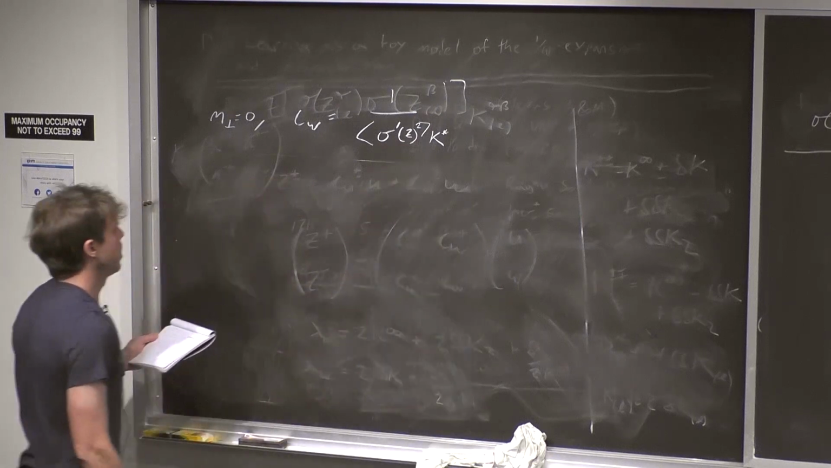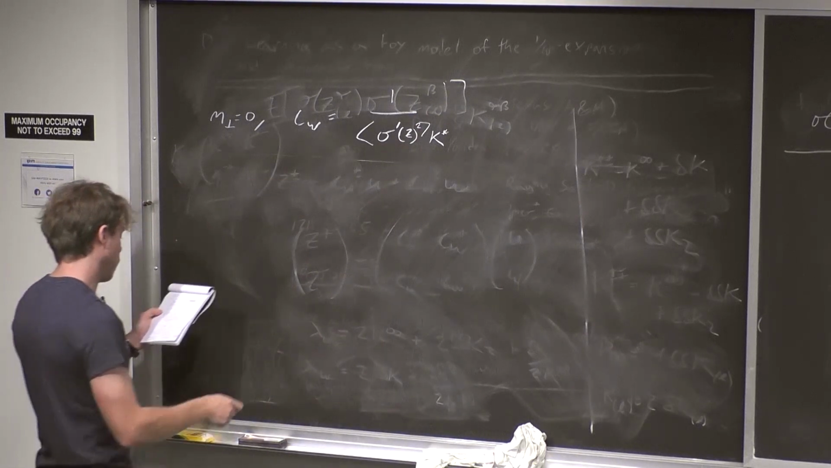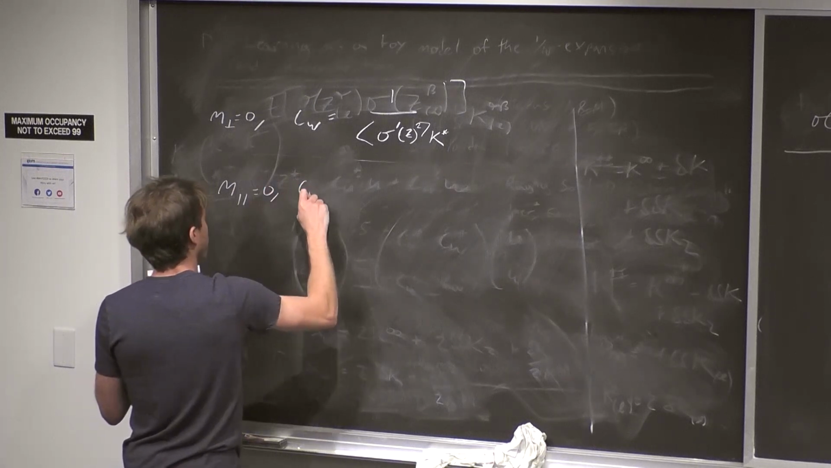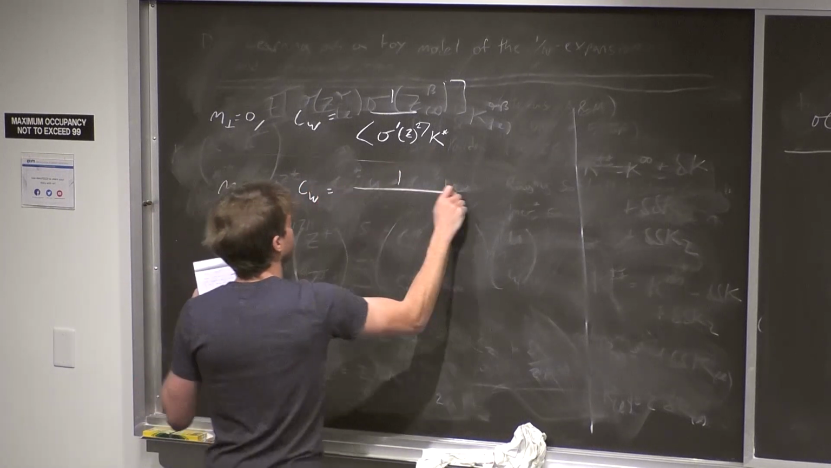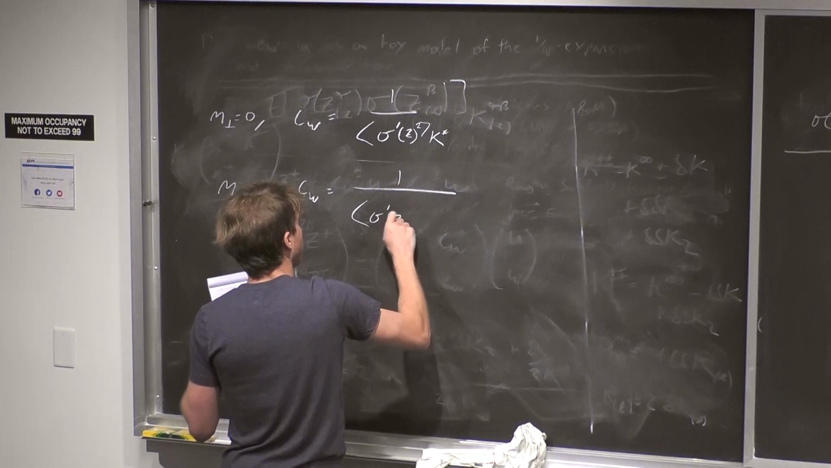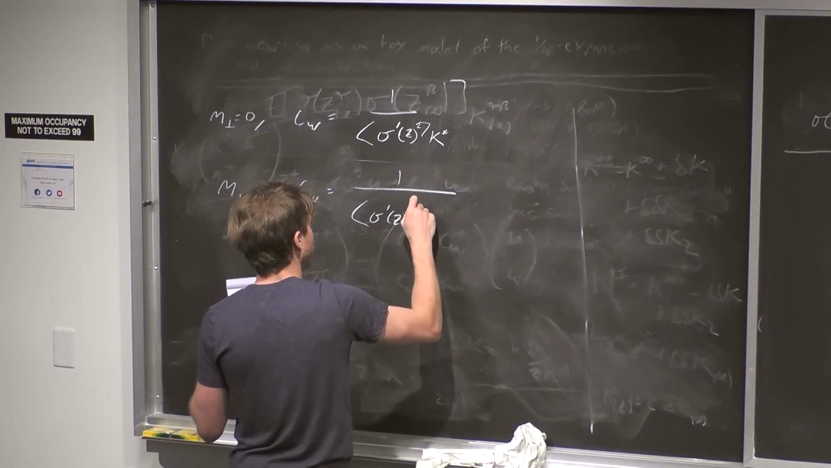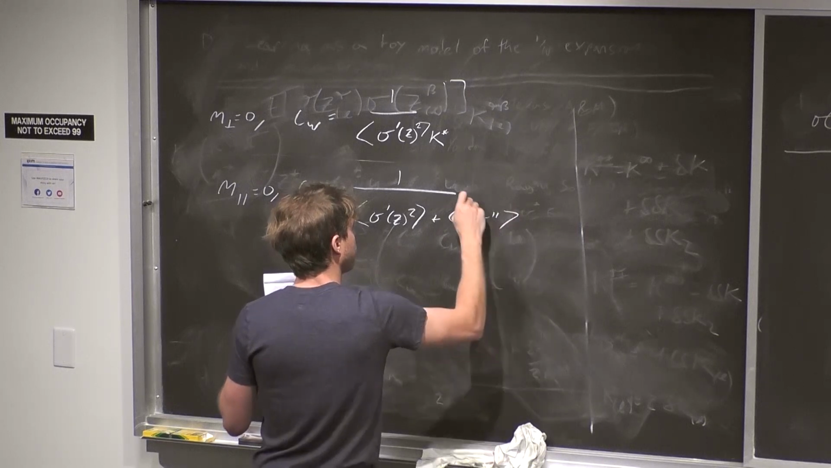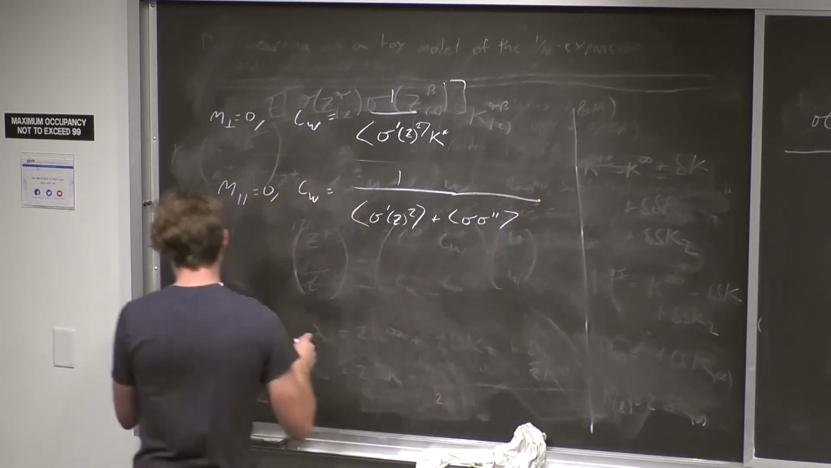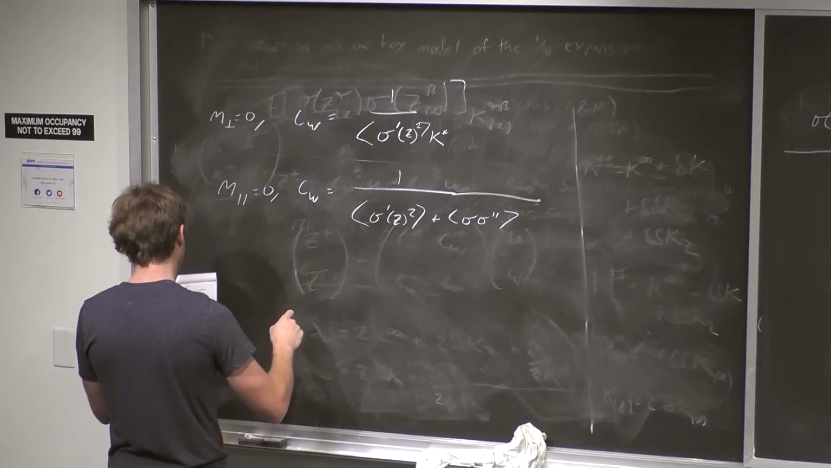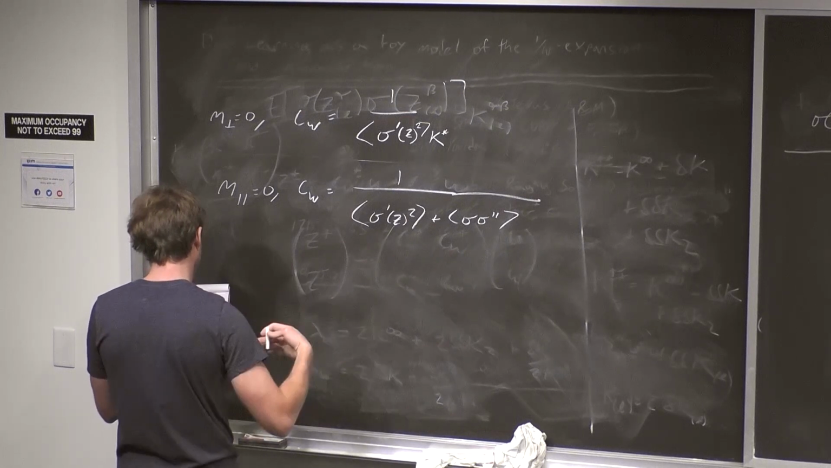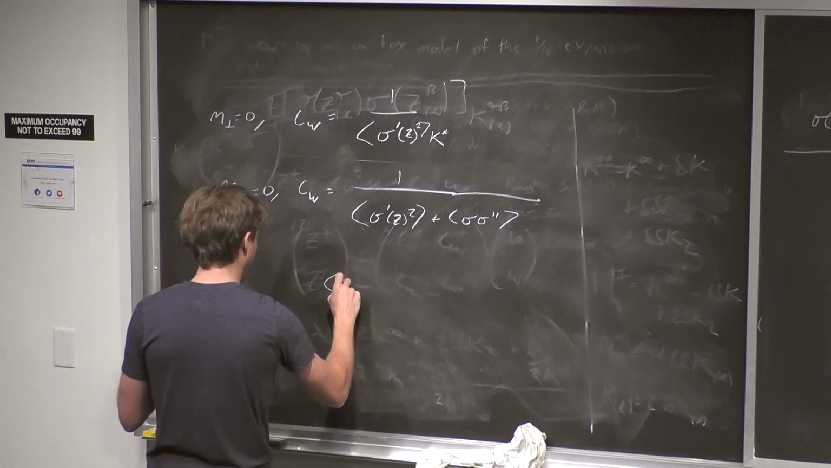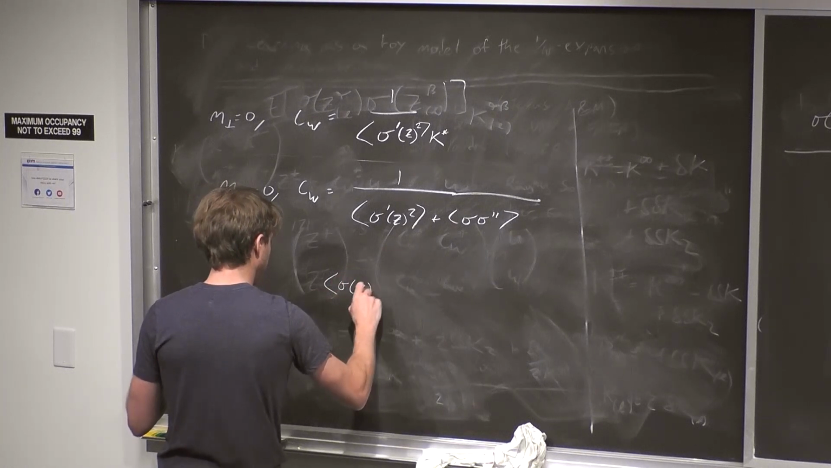Similarly, the condition for M parallel equal to 0 is going to give CW equals a different condition. And the condition for both perturbations to be massless, or for there to be a critical point, is the following condition.